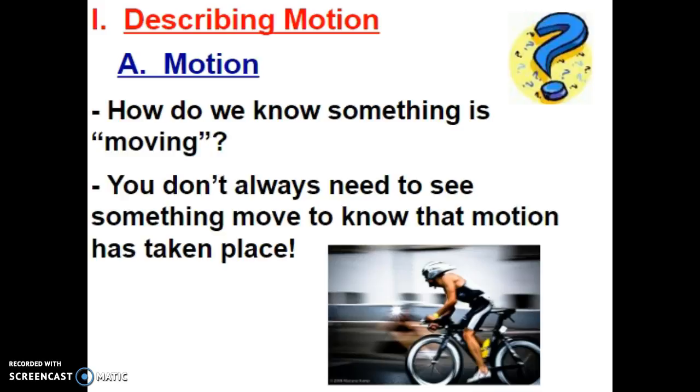So, how do we know that something is actually moving? We don't always need to see something move to know that motion has taken place. From the image on your screen, you can tell that the bicyclist is moving, even though it is a still-framed picture. Why can you tell he's in motion? Because the background is blurry compared to the bicyclist. We know that something is moving because, in our visual observation, we can notice that the background is changing.